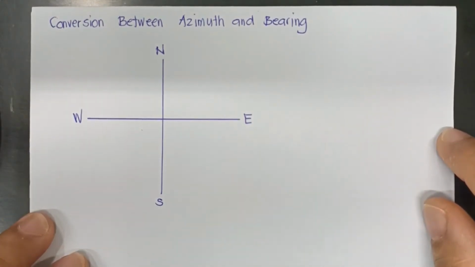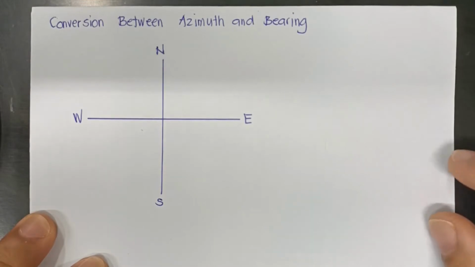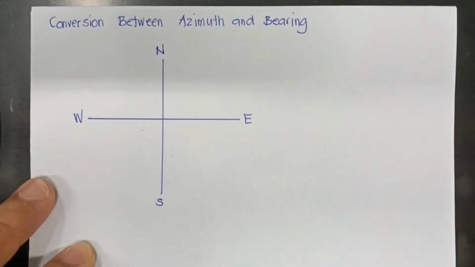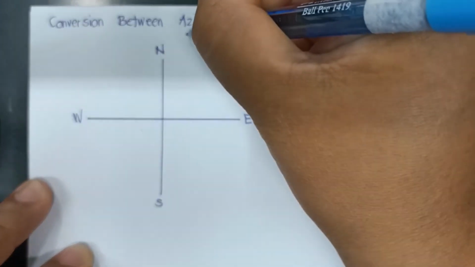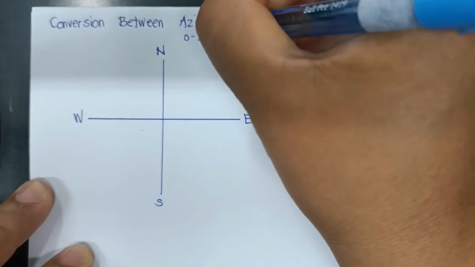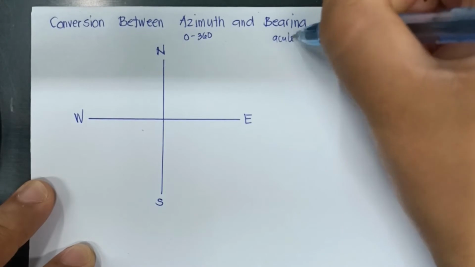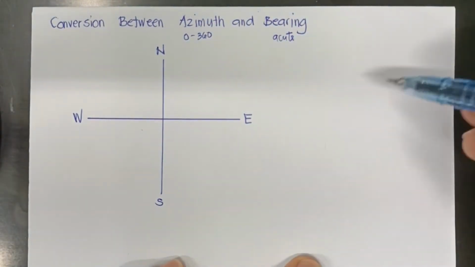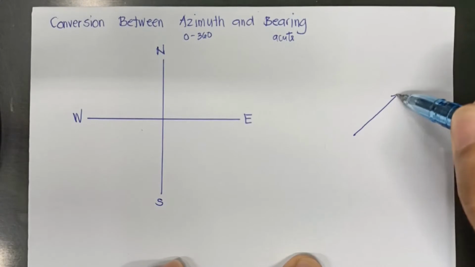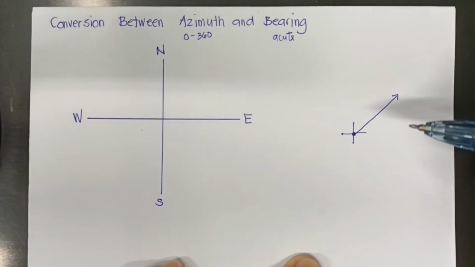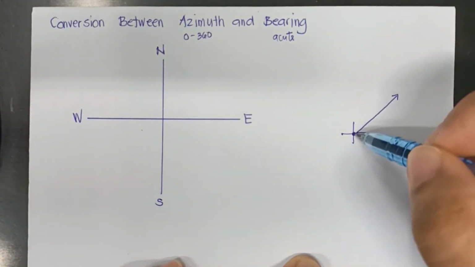Conversion between azimuth and bearing. In our previous lesson, we learned that azimuth and bearing are horizontal angles, and they are used to describe the orientation of a line. Azimuth is an angle ranging from 0 to 360 degrees, while bearing is an acute angle. If a line is going in that direction, this will be the north, south, east, west of the initial point.